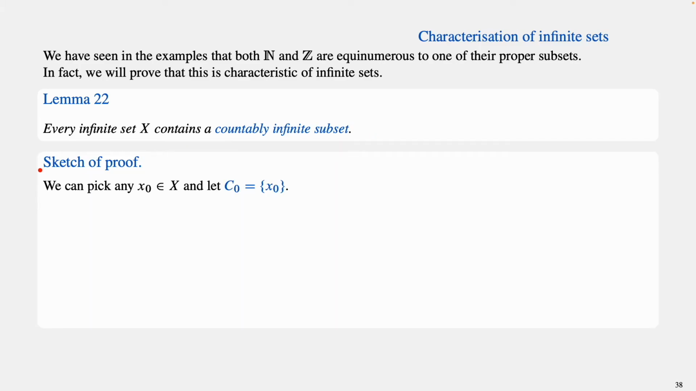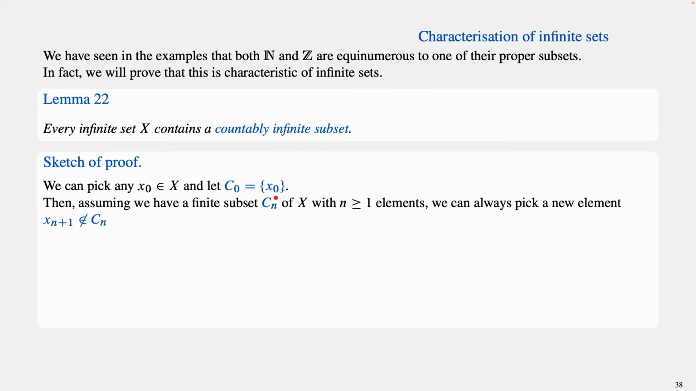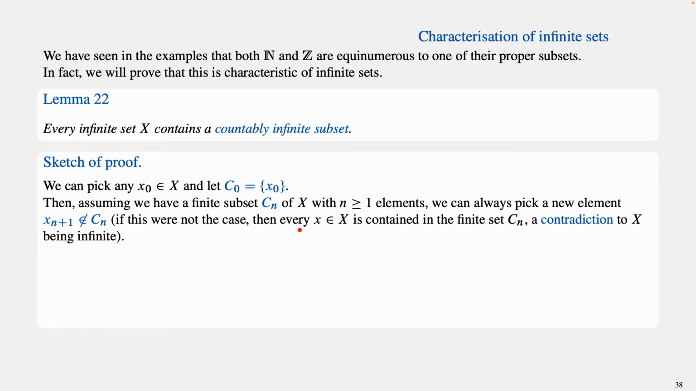And I will only sketch the proof for this lemma. So we begin by picking any element x0 in X and form the set C0, which only contains this single element. And then inductively we can form further subsets. So assume we are given a finite subset Cn of X with n elements, n greater or equal to 1. Then we can always pick another element x_{n+1} in X that is not contained in Cn already. And if this were not the case, then every x would already be contained in the finite set Cn, and that would be a contradiction to X being infinite.